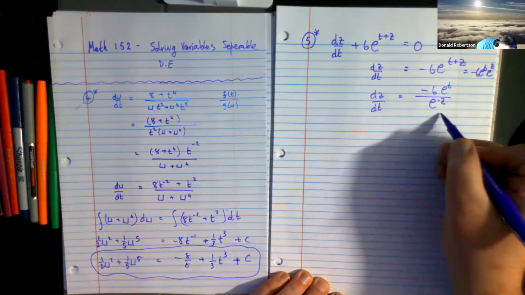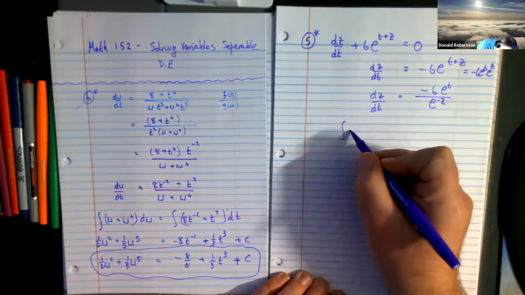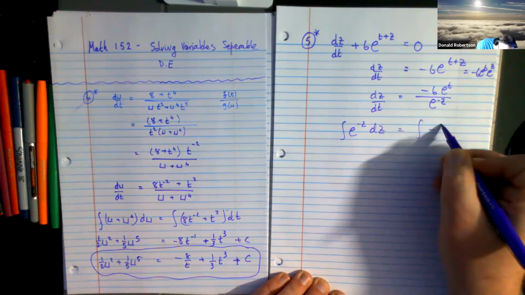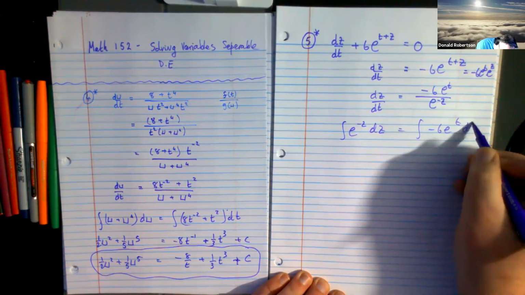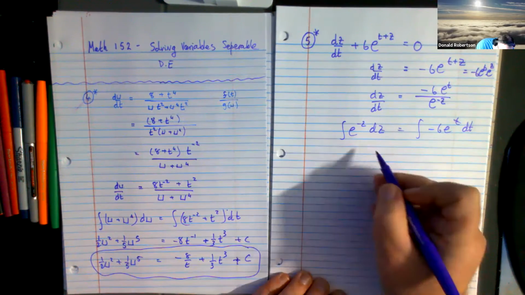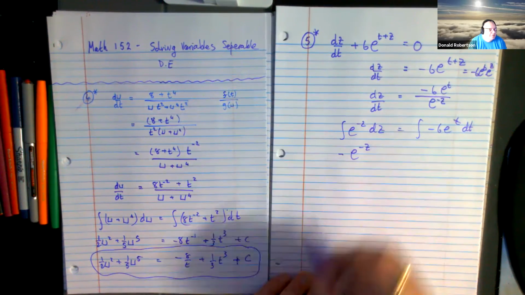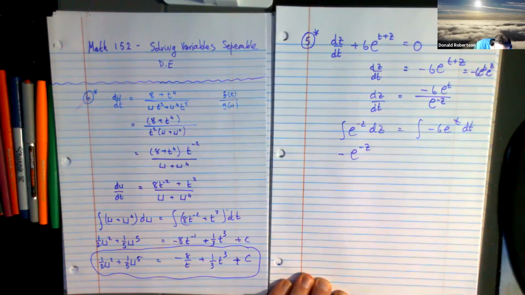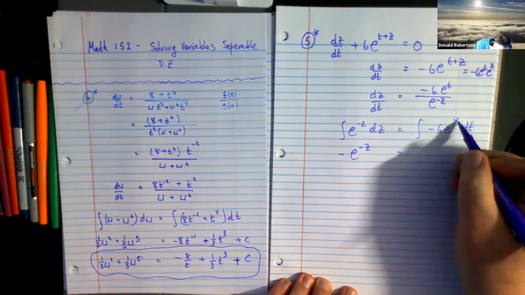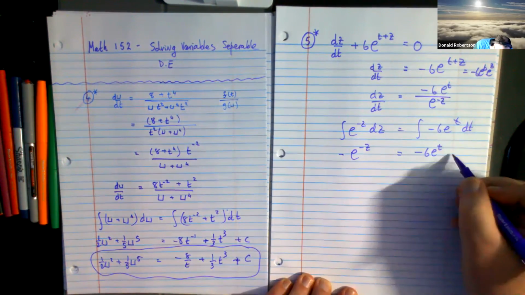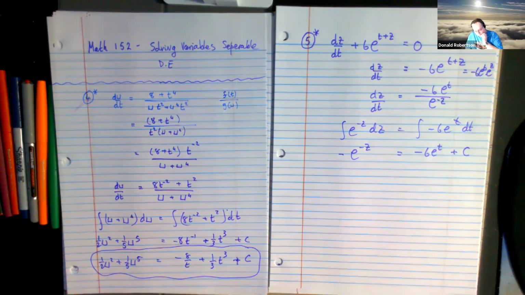We can do the crossover trick on this side and on that side. If you integrate e to the negative z, you do get e to the negative z, but you also get a negative when you integrate. And if you integrate e to the t, you pretty much don't get anything except what you started with, plus a c. Now, can this guy be rewritten as a z equals?